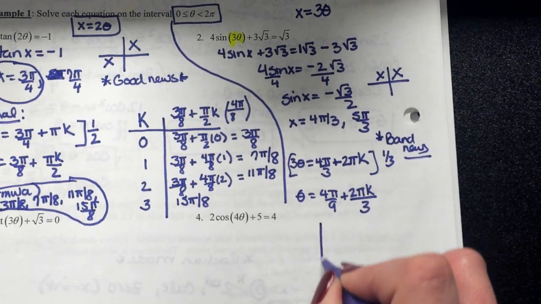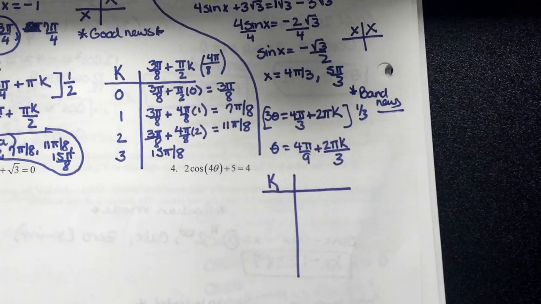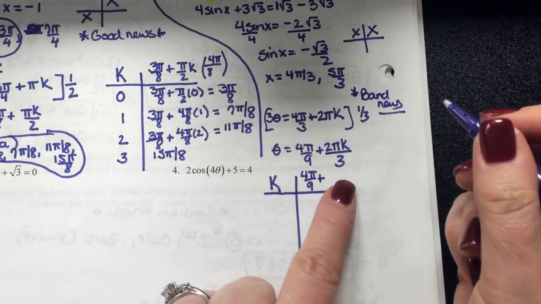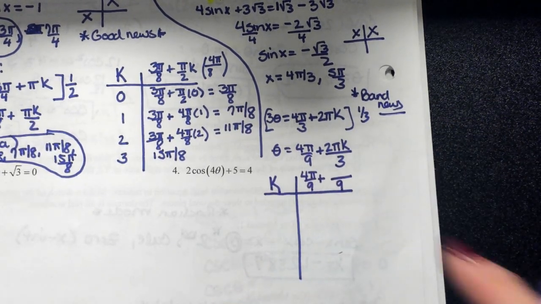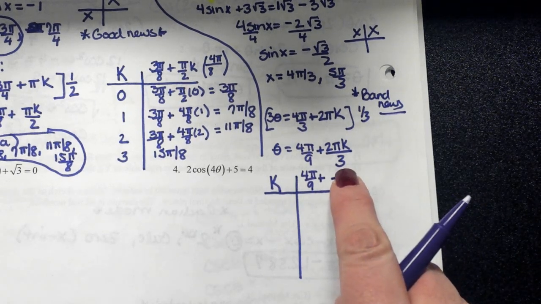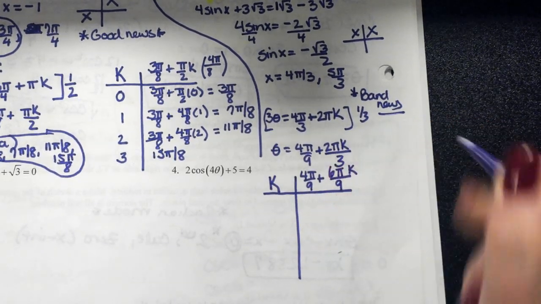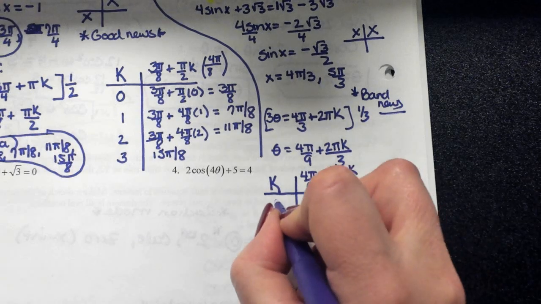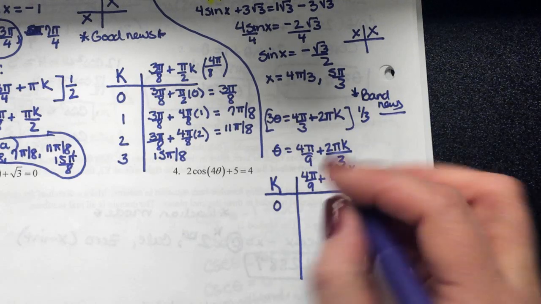So now I'm going to make my chart. There's my k value. My formula is 4 pi over 9 plus. Now remember, I know I'm going to be adding fractions together, so I like to get my common denominator right away. So what's 2 pi over 3 equivalent to with a denominator of 9? That's equivalent to 6 pi over 9. Because again, I know I'm going to be adding, you don't want to have to do common denominators over and over again. Start with 0. So now plug 0 in for k. So what's that first angle going to be? The first one is 4 pi over 9.